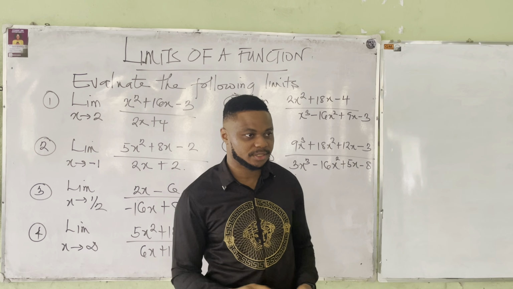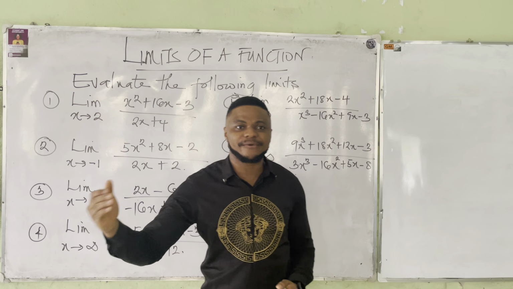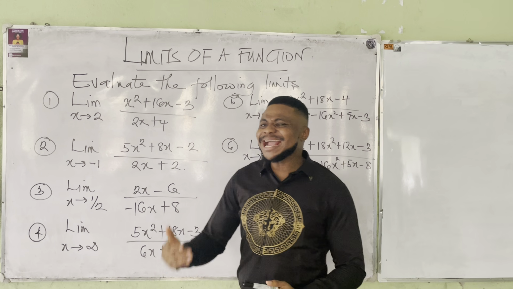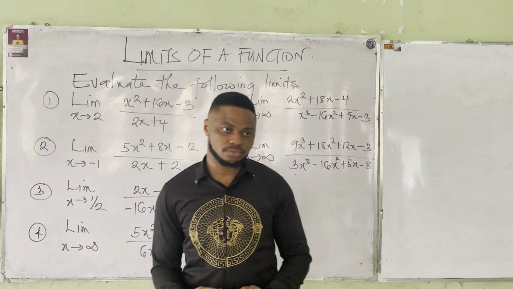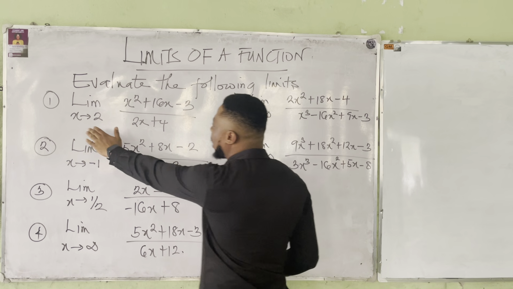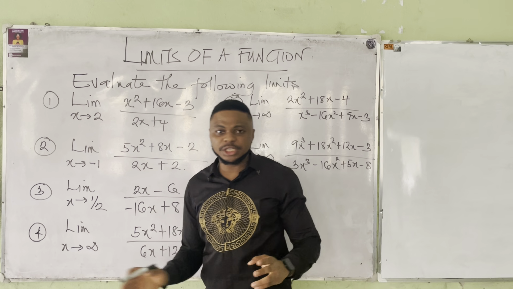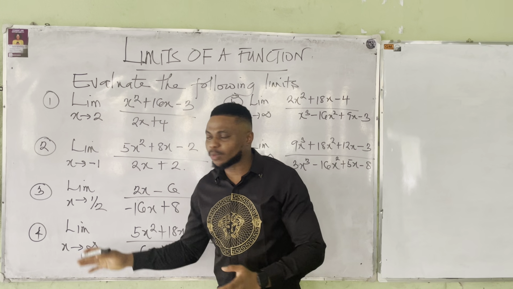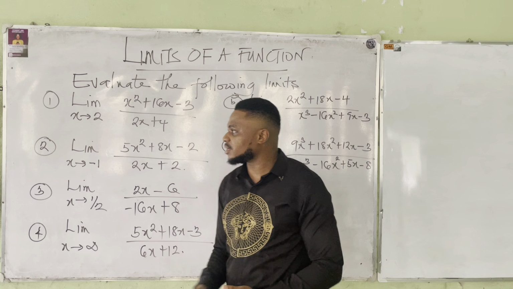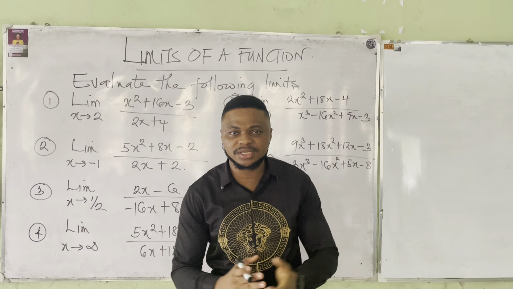It's not far-fetched. When we say x tends to a particular value, it means that x is approaching that value. Now if you look at number 1, we have the limit as x approaches 2, as x approaches minus 1, as x approaches 1 over 2, and as x approaches infinity. 6 questions.